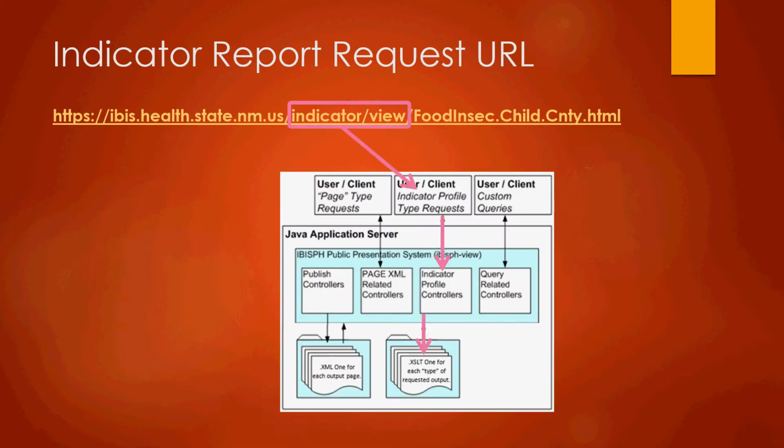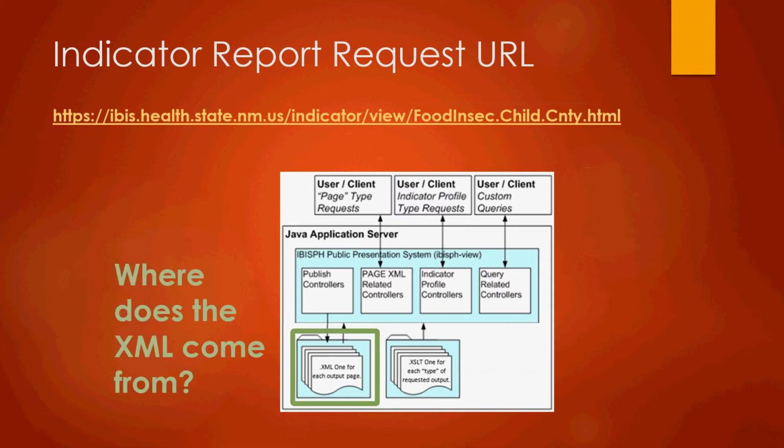So here's the IBIS application, part of the software. The URL contains the string indicator view, which tells the IBIS application that it needs to use an XSLT for an indicator view page. And another part of the URL is the name of the indicator view that was requested. And so that tells the application which XML file or files to use and combine to create the HTML that is sent to the client or the user.